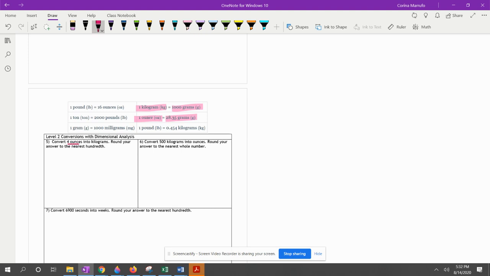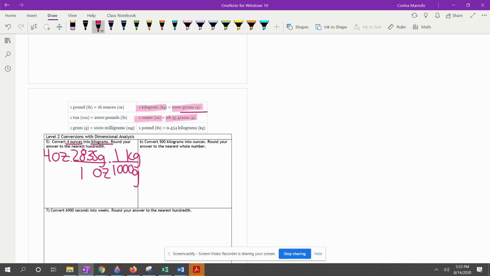Okay, so if we look here, we have 4 ounces. So I'm going to put here 4 ounces times. We know that we're trying to cancel out the ounces, so the ounces will go on the bottom and the top will go grams. 1 ounce is equal to 28.35 times. Then we're trying to cancel out the grams because we don't want grams, we want kilograms. So here's grams. We know 1,000 grams is equal to 1 kilogram.